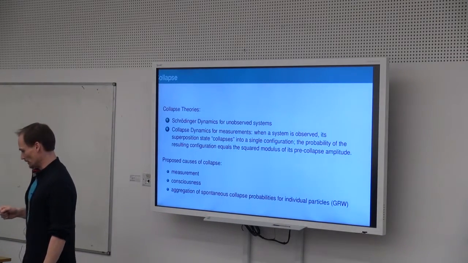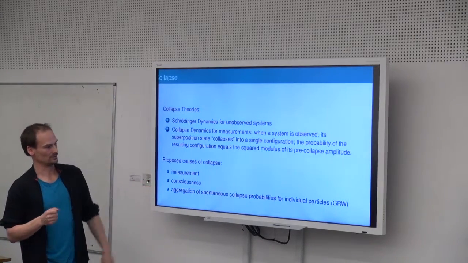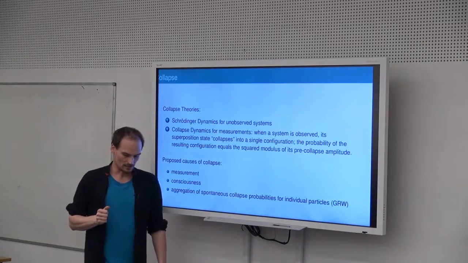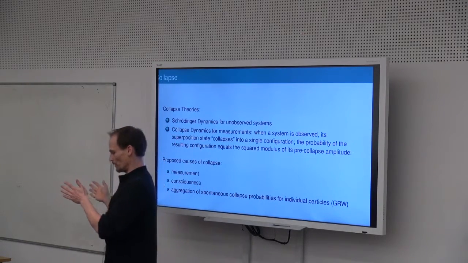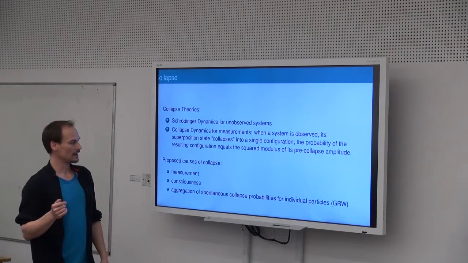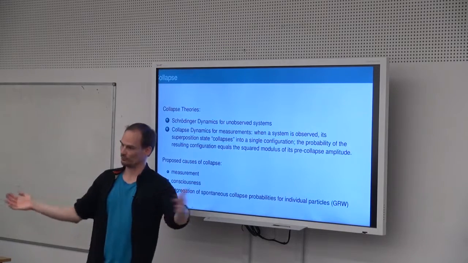The only remotely plausible version of collapse theories is what's known as the GRW theory, which assumes that it's not only a probabilistic matter what configuration you get after a collapse, but also when collapse happens is a probabilistic matter. And the probability of a collapse happening increases the more particles are involved in a system.